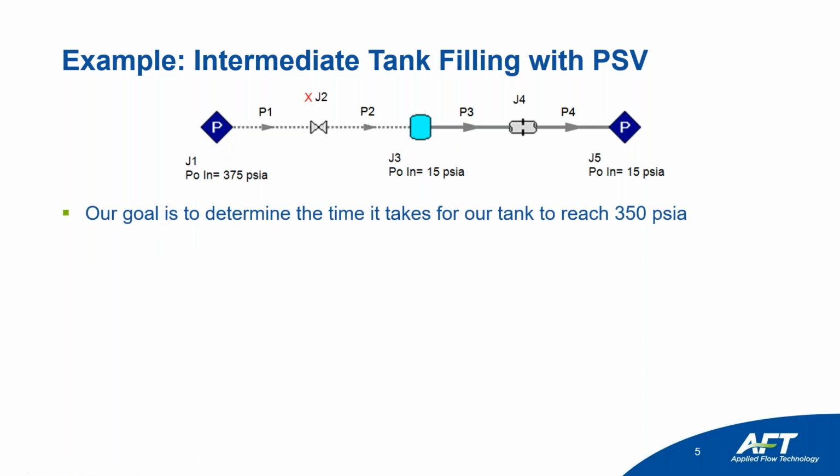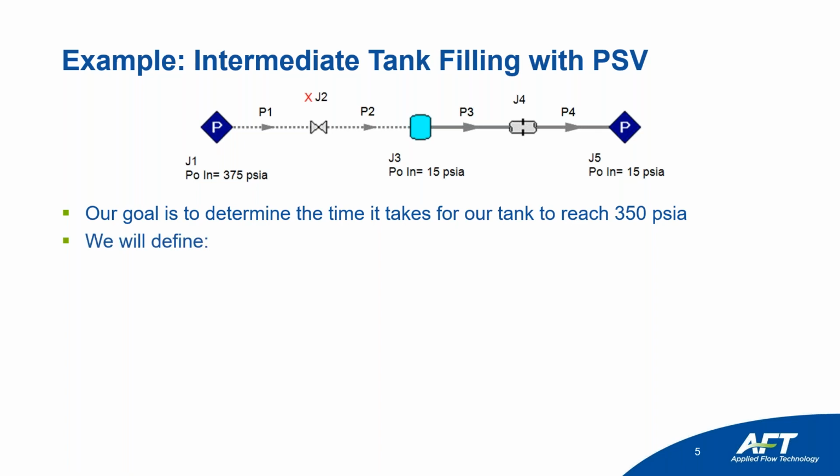The goal of our analysis is to determine the time that it takes for our tank to reach 350 psi. So here we're at essentially atmospheric, and here we're at 375. So we want to know how long it takes to reach this new pressure. Again, this is an example of charging a tank. You can imagine much more complex systems. You can have all of these other different criteria that you might want to model in your different scenarios.